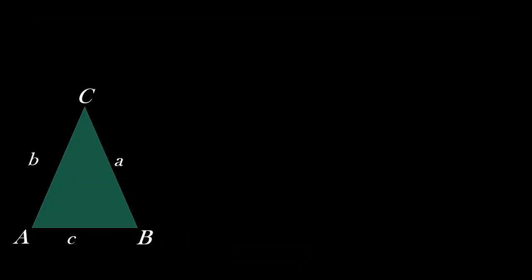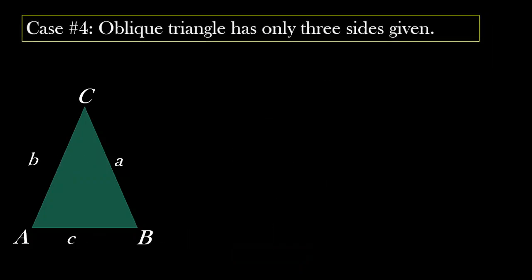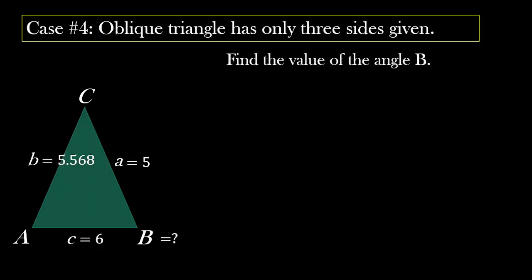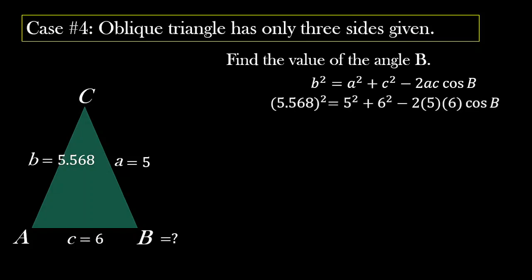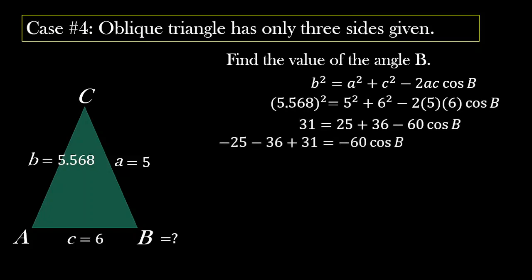Case 4. The oblique triangle has only three sides given. Let's say that the value of side a is equal to 5, the value of side c is 6, and the value of side b is equal to 5.568. Find the value of the angle B. We use the formula b squared is equal to a squared plus c squared minus 2 times a times c times cosine B. Plug in all the given values to the formula. Simplify the equation. Transpose positive 25 and positive 36 to the left-hand side of the equation. The positive sign will be changed into negative.